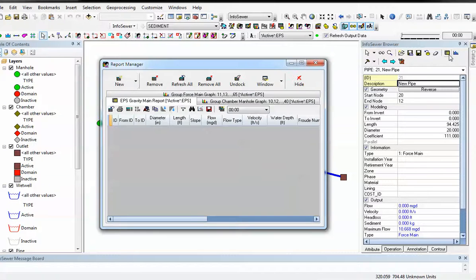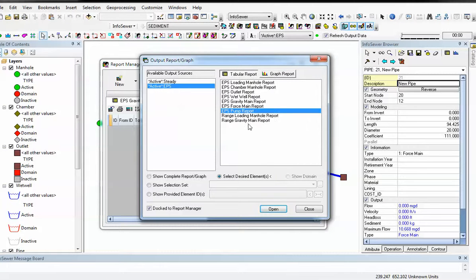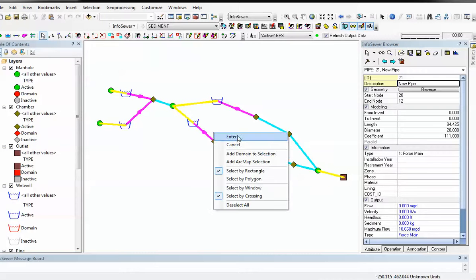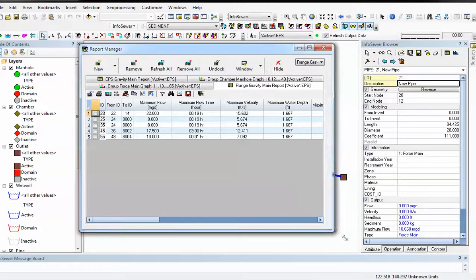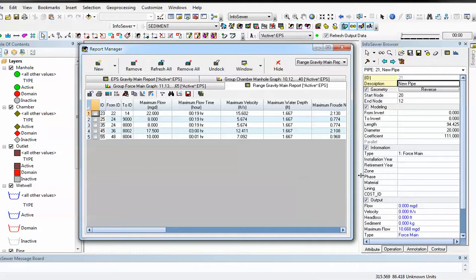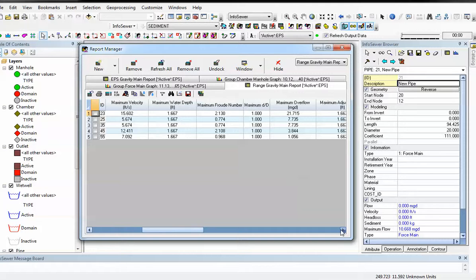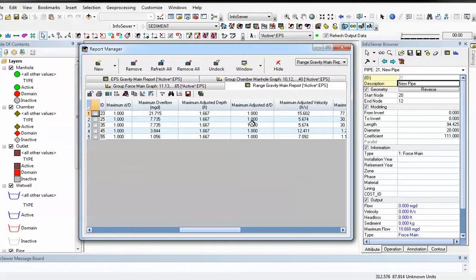Let's look at the reports now for gravity main reports. We're going to look at all the gravity mains, which are the blue lines here. And what we get is the peaked values. So here's our maximum flow time, max velocity, max water depth, Froude number, the maximum D over D, the maximum overflow, which is the extra flow coming out of the gravity mains, the adjusted D over D.